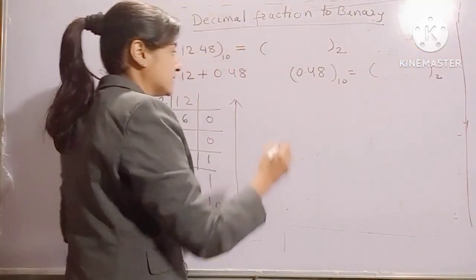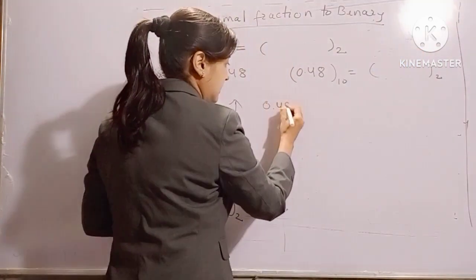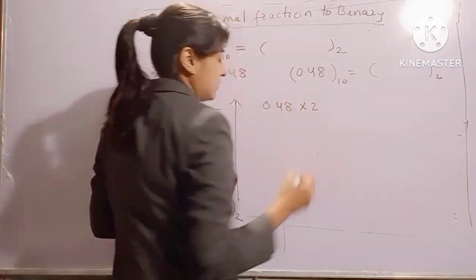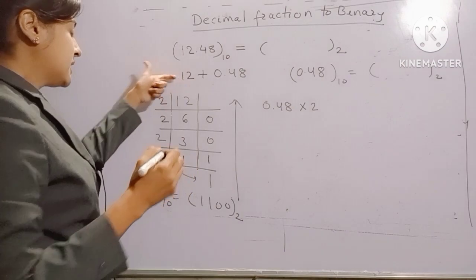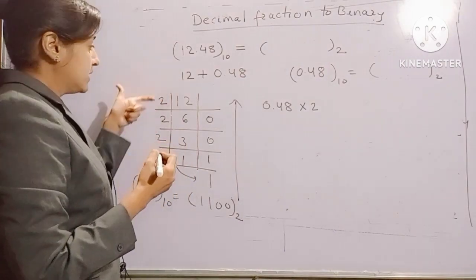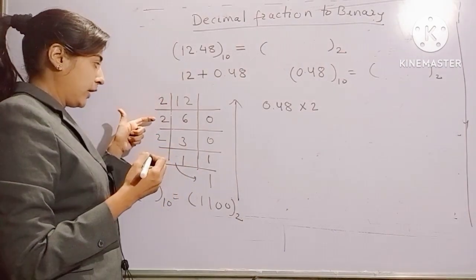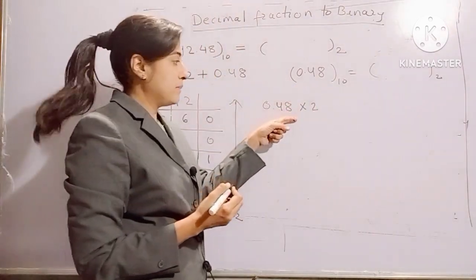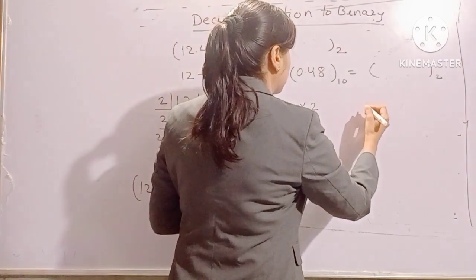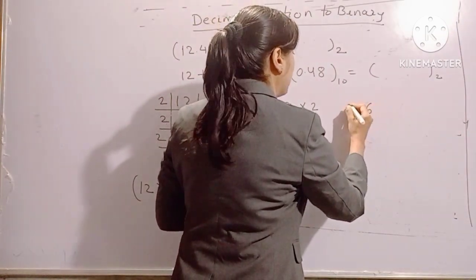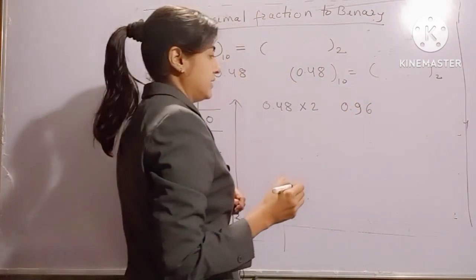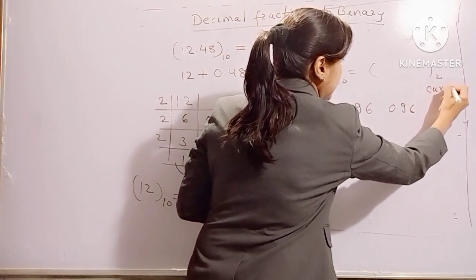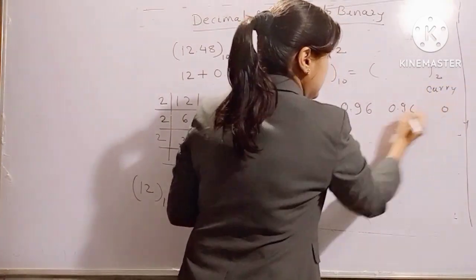So the process is we have to write the fraction part as it is and keep on multiplying that by 2. For the integer part, we need to divide that integer part by 2. For the fractional part, we need to multiply that part by 2. So what I'll get is 0.96. Right. So I write 0.96 and here I write the carry, that is this part. So I'll write 0.